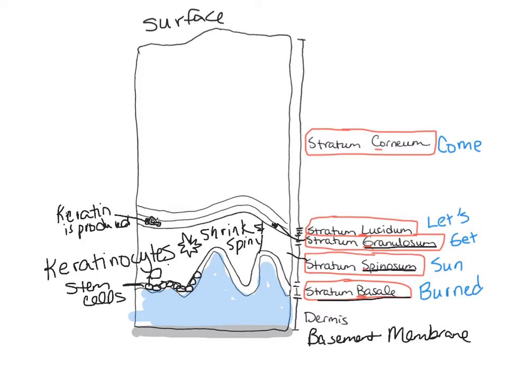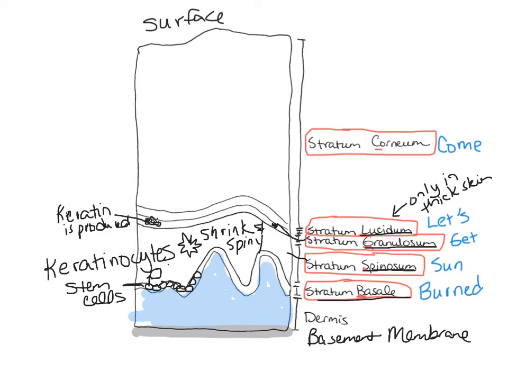Now the next layer is called the stratum lucidum. So the stratum lucidum is only found in thick skin. You guys have any idea where your thick skin would be? Yeah, there you go. So you're right, the bottom of the feet, yep, the palms of the hands, those are the thick skin.